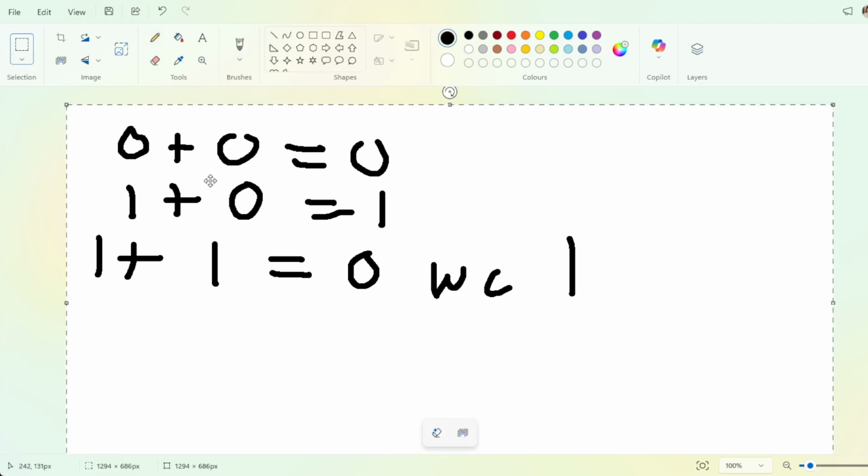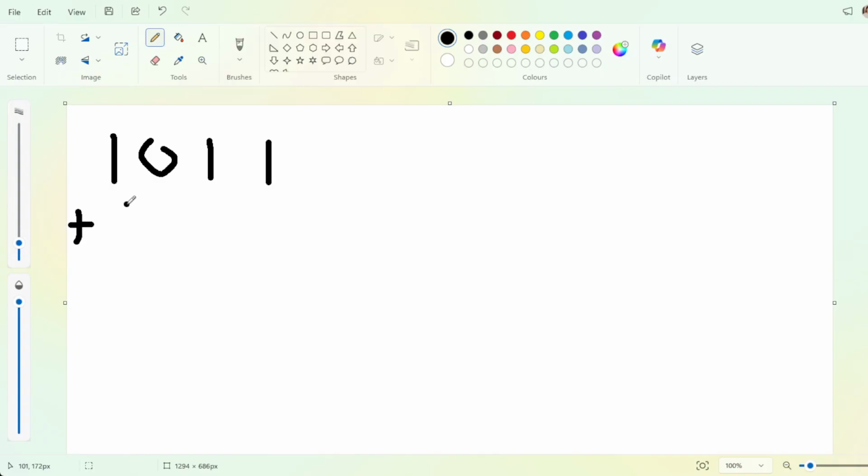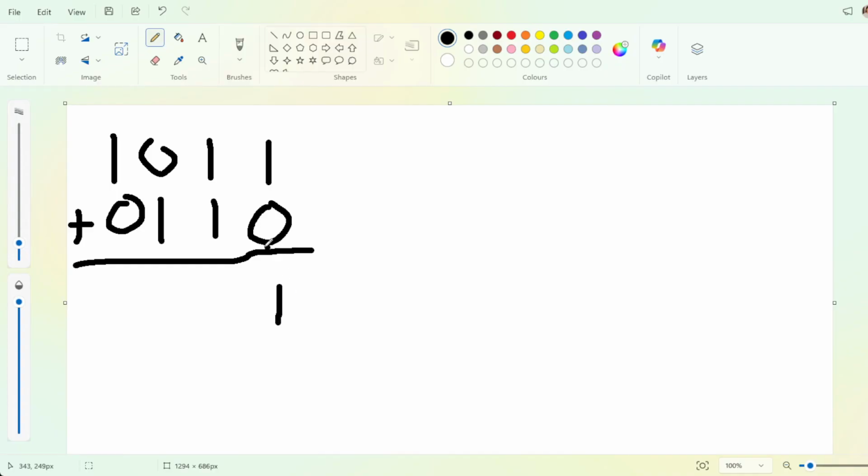Now let's start. We add this problem: 1011 plus 0110. Start. So 1 plus 0 is 1. And 1 plus 1 is 0 with a carry of 1. And 1 plus 0 is just 1. So 1 plus 1 is 0 again with a carry of 1.